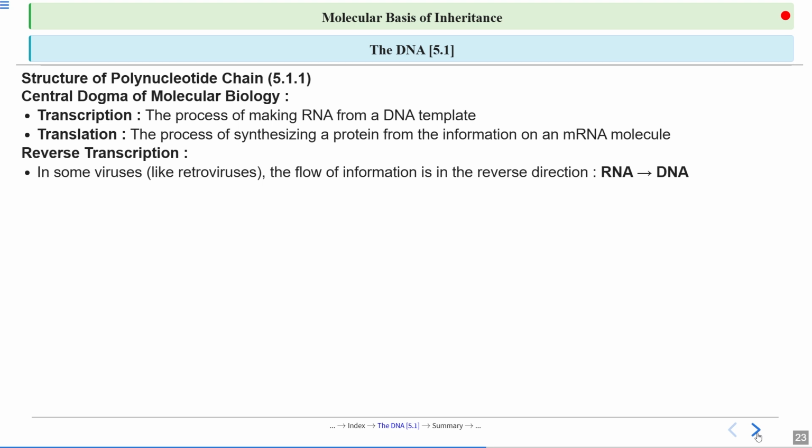In some viruses, such as retroviruses, the flow of information is in the reverse direction. How is it in the reverse direction? As I told, in normal transcription we make RNA from a DNA template. But in reverse transcription, we make DNA from an RNA template. We have talked about retroviruses in the biotechnology chapter. But you just need to know that in viruses, for example retroviruses, the flow of information is in the reverse direction, that it goes from RNA to DNA.